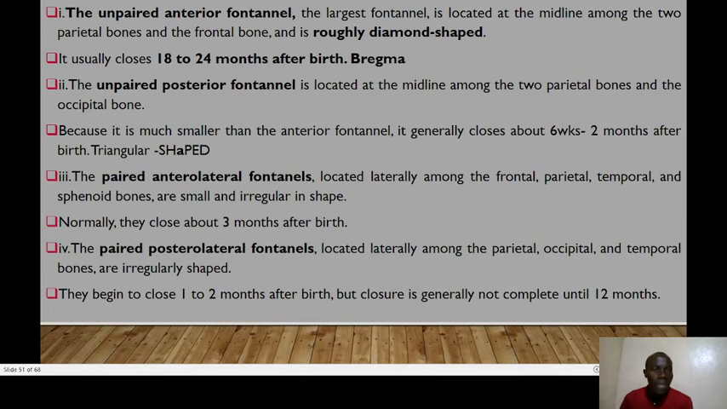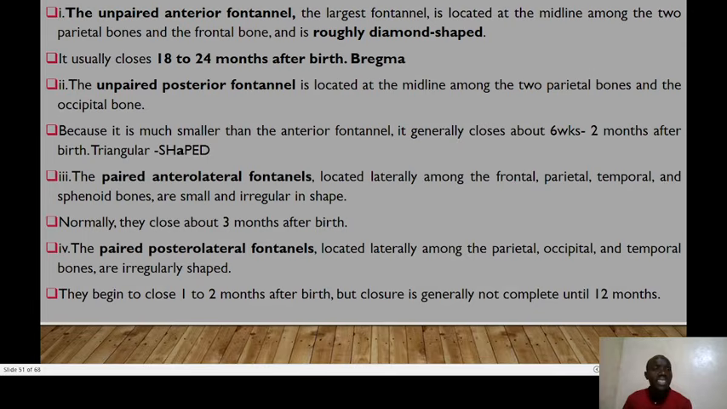Number one, we have the unpaired anterior fontanelle, and this is the largest fontanelle and is located at the midline among the two parietal and the frontal, and it's roughly diamond shaped. Okay, it's referred to as the bregma and usually closes around 18 to 24 months after birth. Number two, we have the unpaired posterior fontanelle. It's located at the midline among the two parietal and the occiput. Because it's much smaller than the anterior fontanelle, it generally closes about 6 weeks to 2 months after birth, okay?